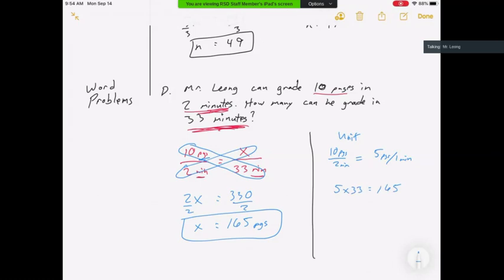Either way works, but I think you're going to find the proportion way is a little bit easier for you to understand, and it's going to help you out a lot. The reason why these both work is because I'm dividing by 2 here and then multiplying by 5. On this one, I'm multiplying by 5 and then dividing by 2. So it's the same.